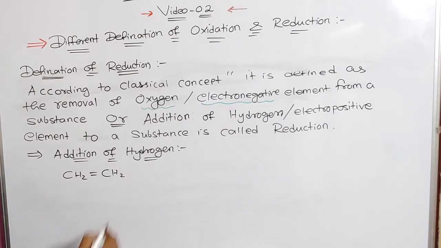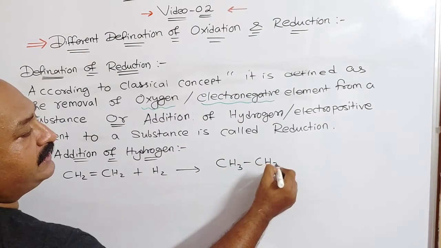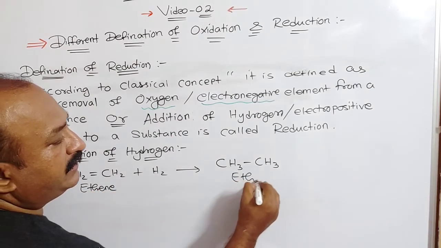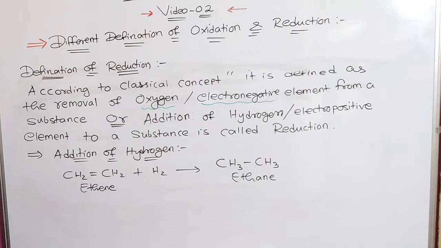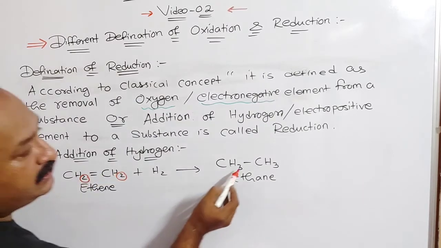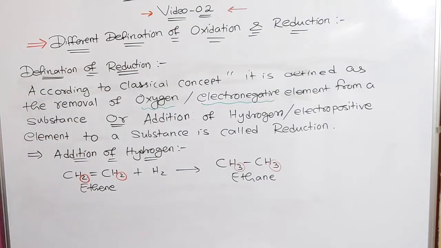When hydrogenation is done on the ethene molecule, it will change into ethane. This is ethene. Ethene will change into ethane on addition of hydrogen. We have studied this reaction, if you remember, right? So I will circle it so you will come to know. Here there are only 2 hydrogens on both carbons, but in this case there are a total of 3 hydrogens, which means one hydrogen is added. That's why addition of hydrogen is called reduction.